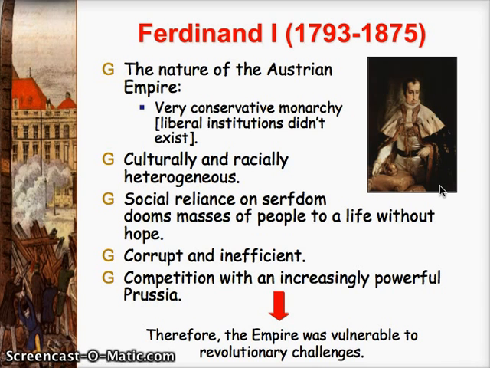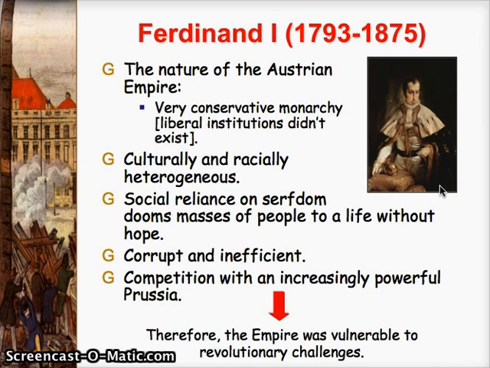All right, so if the Hungarians attempt to establish independence against the Austrian Empire, there's going to be a very conservative attempt to put that revolution down, which we will see in just a moment. Okay, I already talked about the reliance on serfdom a second ago. Also, the government in general was seen as corrupt and inefficient.